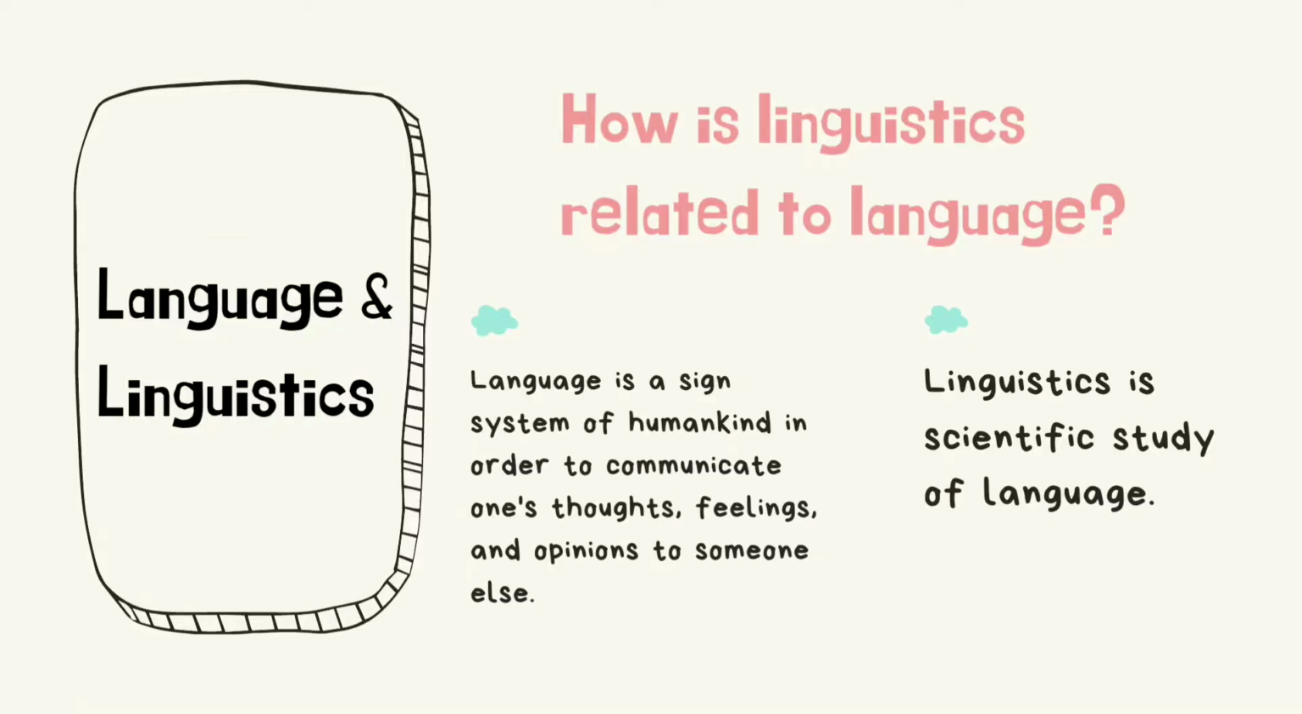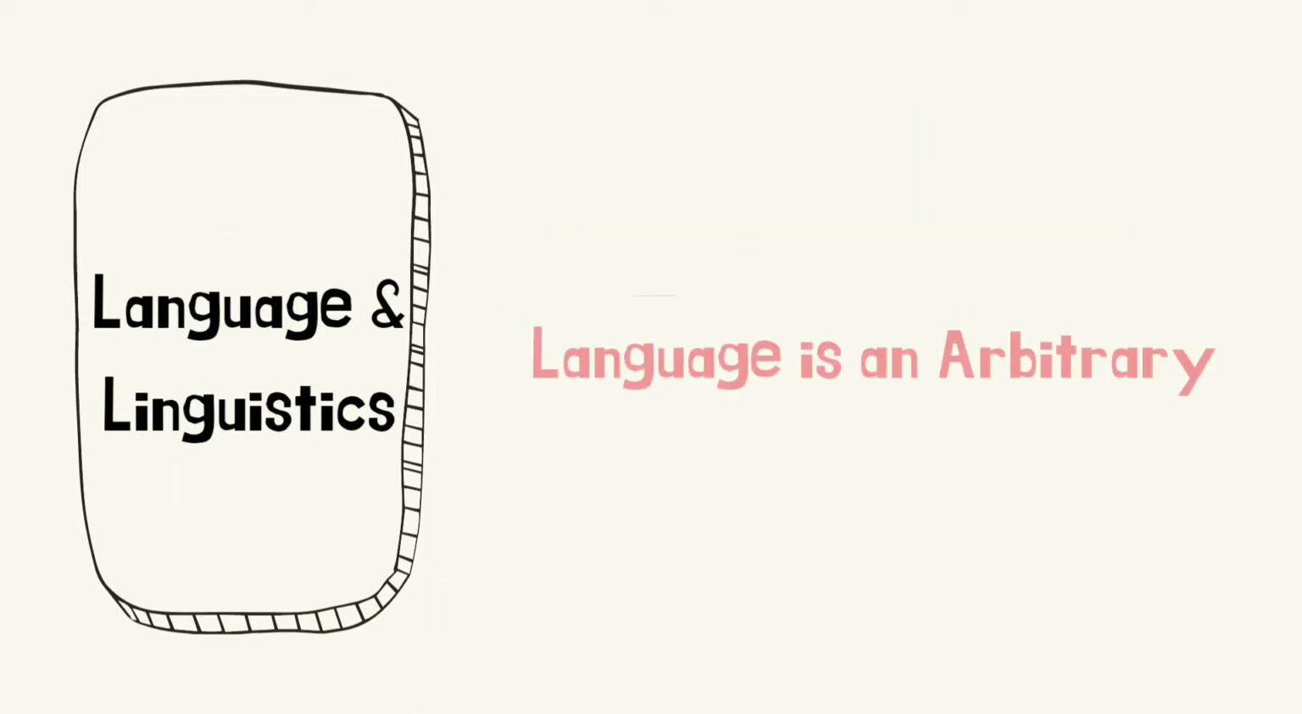Okay, let's move to the first one, Language and Linguistics. Language and linguistics are two different words that are used for different purposes. Language is a sign system of humankind in order to communicate one's thoughts, feelings, and opinions to someone else, while linguistics is a scientific study of language. The characteristic of language is arbitrary. It is because the relationship between forms and meanings sometimes cannot be logically proved.